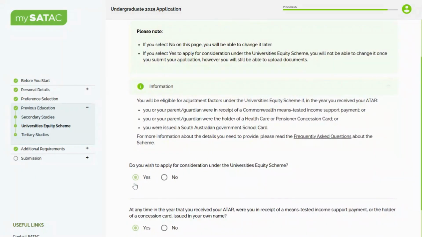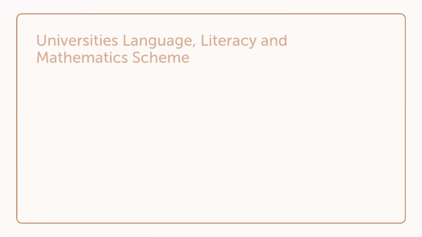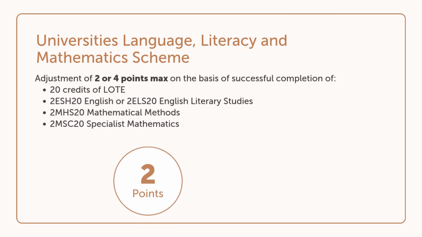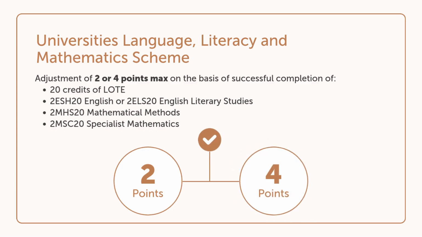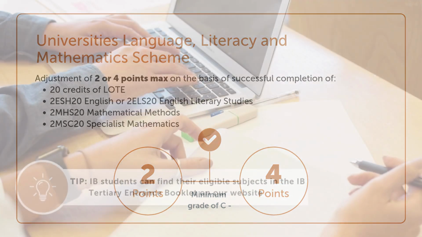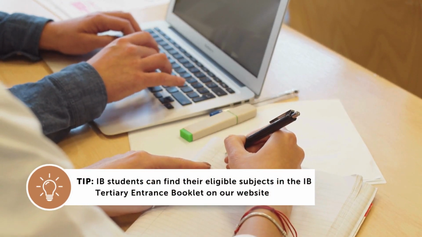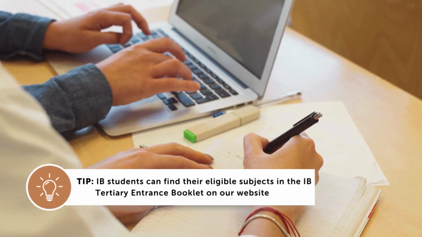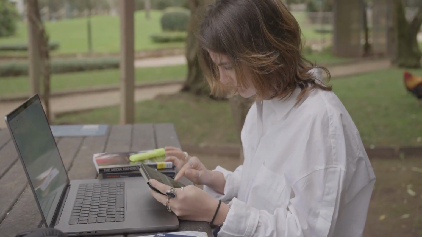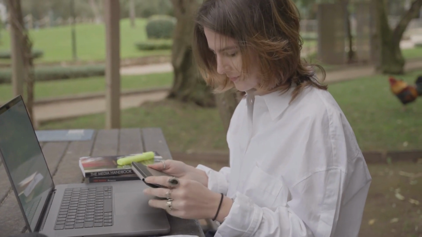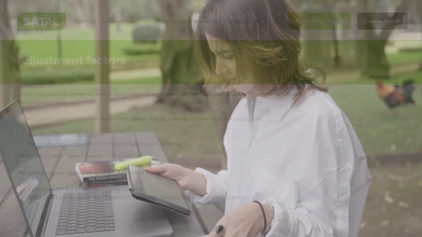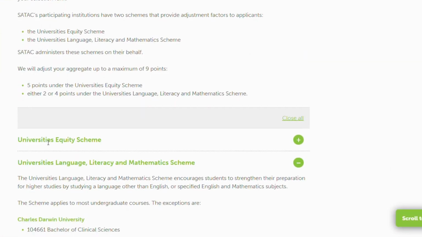Then we have the university's language, literacy and mathematics scheme, which grants 2 points per subject up to a maximum of 4 points for successful completion of the subjects listed here. Successful completion being a minimum grade of C-. And you don't need to apply for these either. We'll know once you have your results which subjects you did and what your results are. So if you're eligible, the points will be applied automatically. If you're an IB or an interstate applicant, we will apply that to the equivalent subjects if you have successfully completed those. There are a few courses that don't use the language, literacy and mathematics scheme. You can check the list on our website.